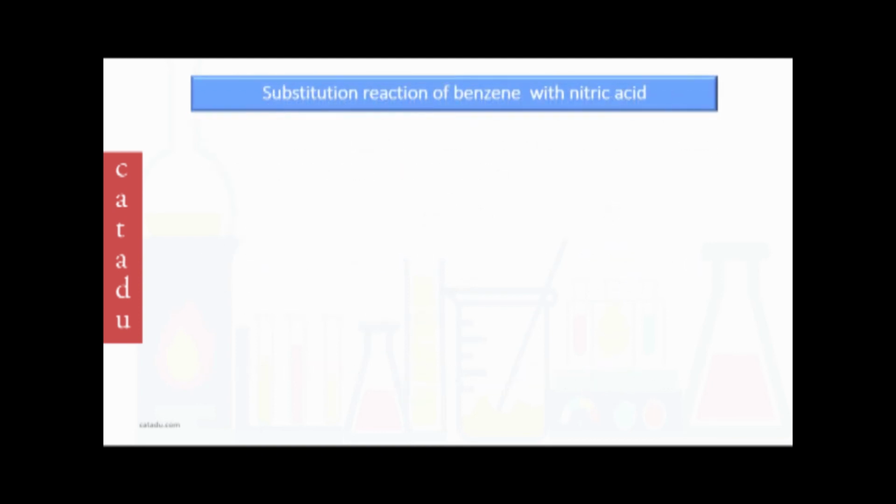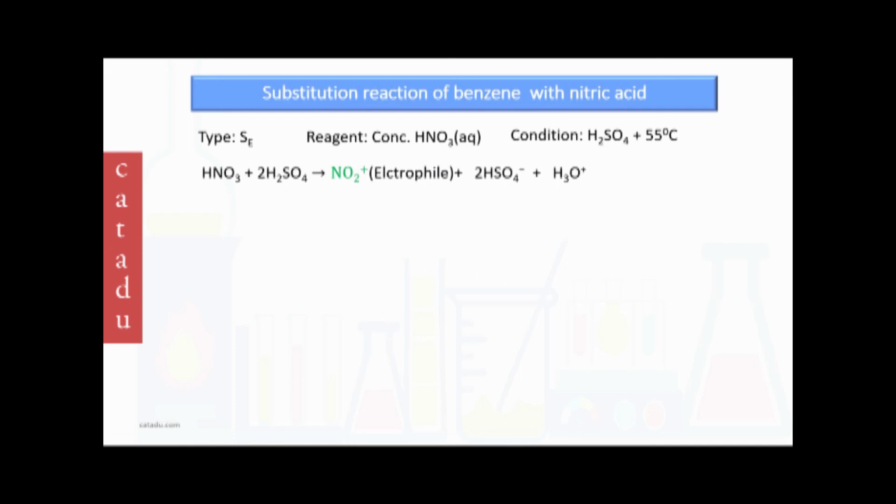Now nitration reaction. This is the most important reaction of benzene. This is nitric acid plus benzene reaction. In this electrophilic substitution reaction, the reagent is concentrated nitric acid and the condition is sulfuric acid and temperature 55 degrees centigrade. In this reaction, first the catalyst and nitric acid react and make nitronium ion.